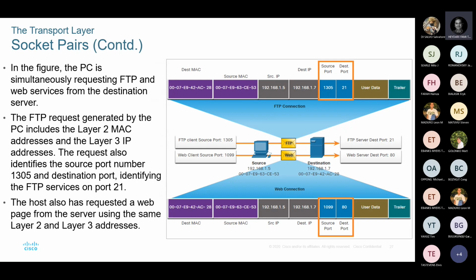Pay attention to this slide. From left to right, this PC to this server is sending 2 different conversations. One conversation is FTP, if I see it correctly from here. Another conversation is web. You see how they can be distinguished from each other? So the user data is this.